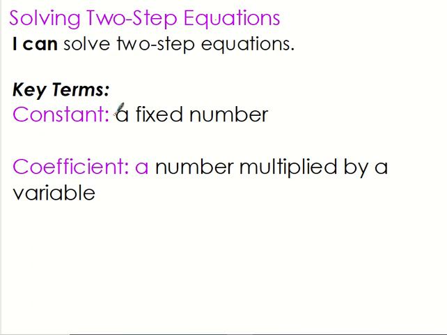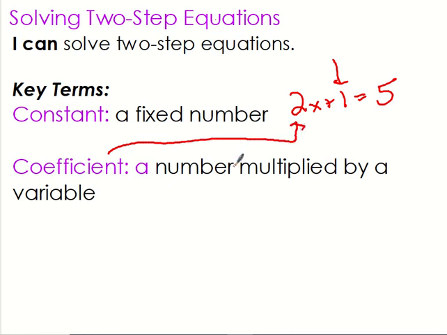So here are our key terms: constant and coefficient. A constant is a fixed number and there's no variable attached. So we're going to look at equations that look like this: 2x plus 1 equals 5. This number right here, that's the constant. It doesn't have a variable with it. So it's just a fixed number that's being added or subtracted, no variable. The coefficient is a number being multiplied by a variable. So this 2 would be our coefficient, and then the constant would be 1.